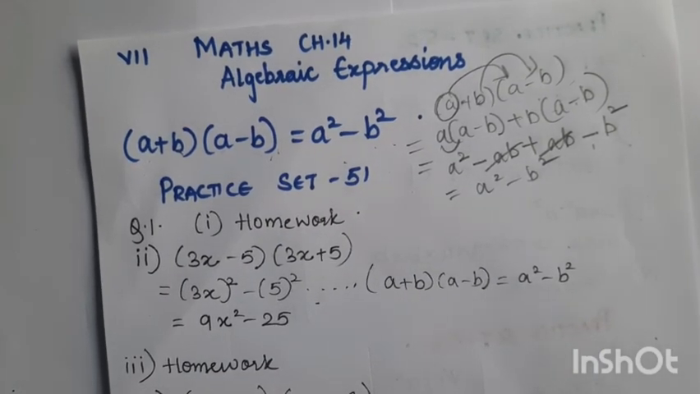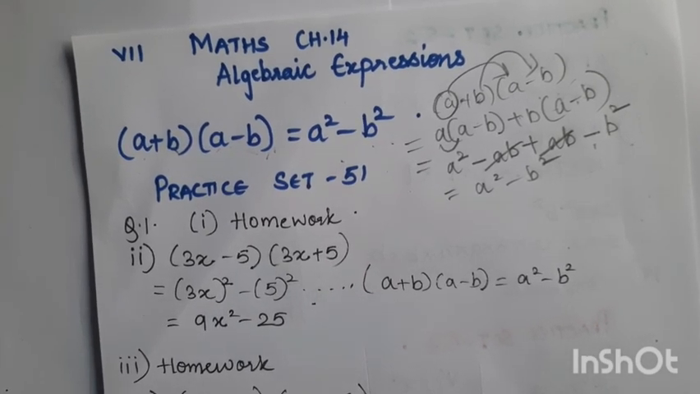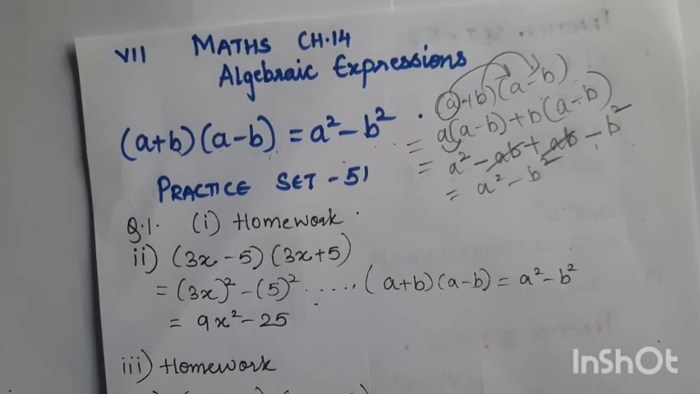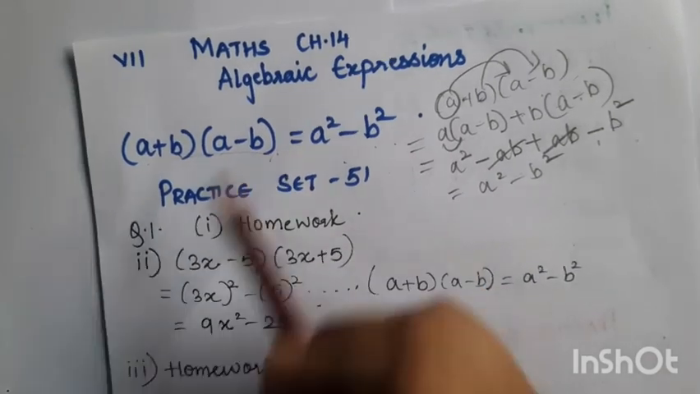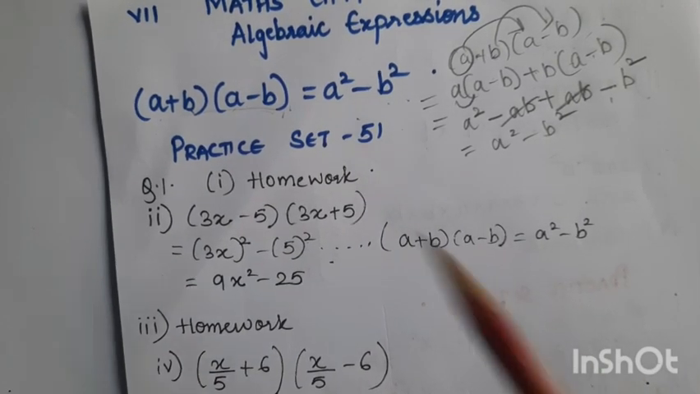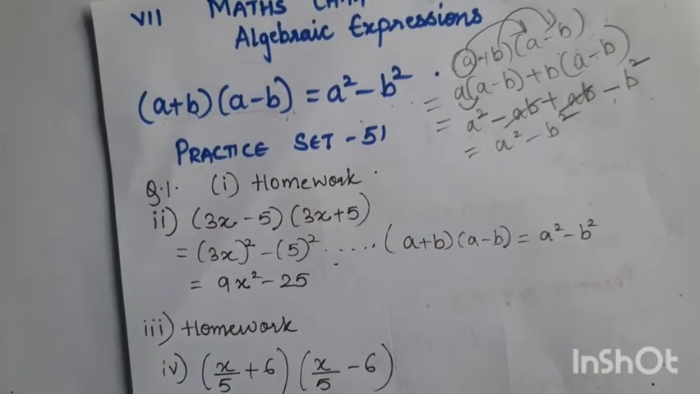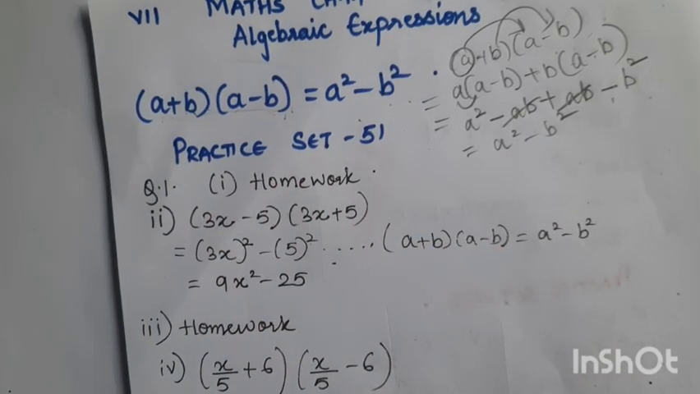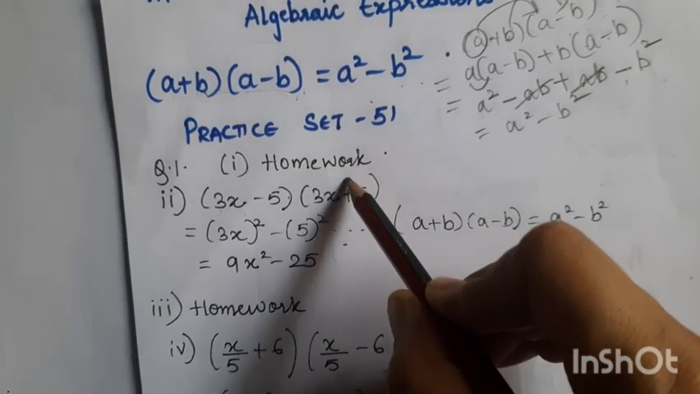Next, now let us see practice set 51 based on this. First sum, question number 1, use the formula to multiply the following. So we have to use this formula to get the answer. First one is very easy. It is the same as whatever I have shown here. Second sum I will show you: (3x - 5) multiplied by (3x + 5).